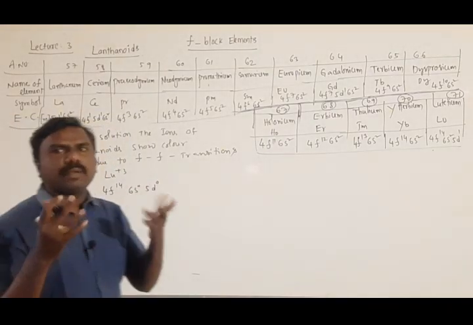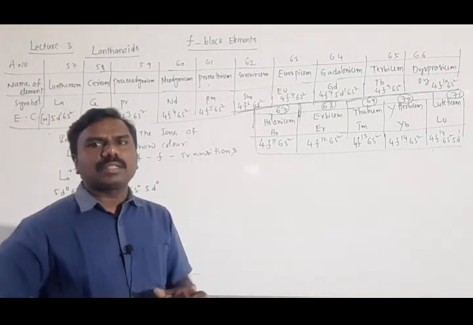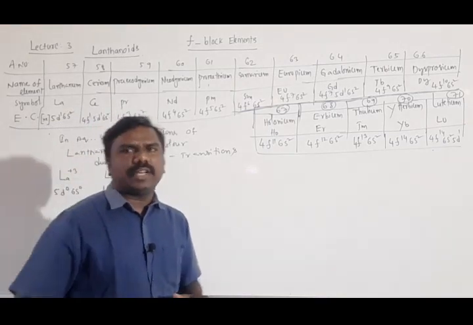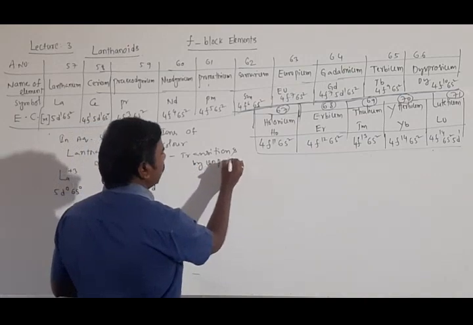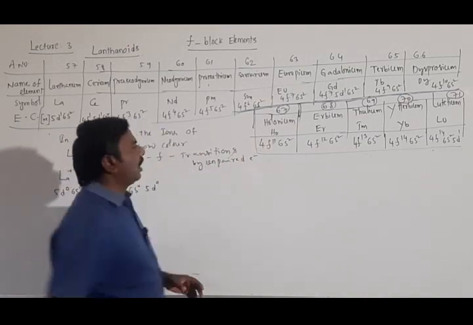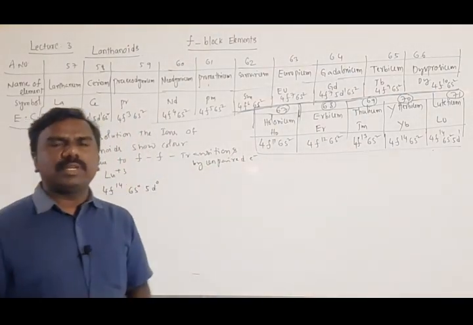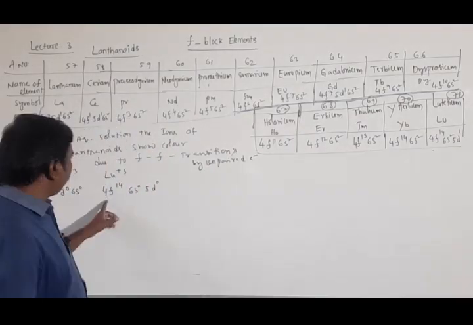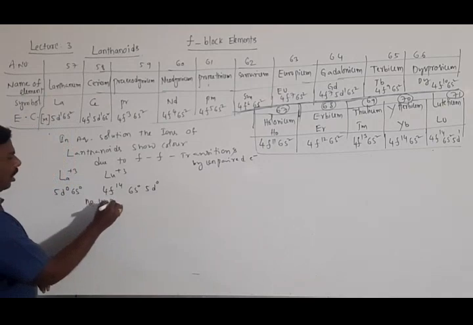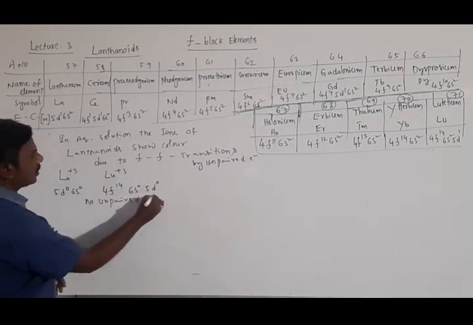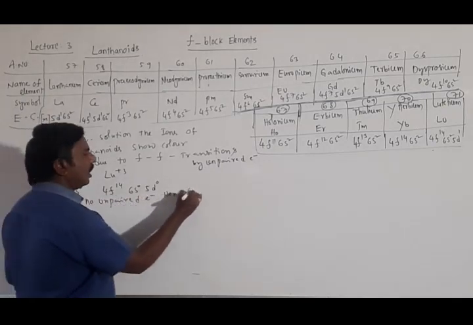f14 means no unpaired electron. Unpaired electrons are not there, no exchange of energy. That's why, students, you have to remember, f-f transitions or d-d transitions are possible only with unpaired electrons. Here completely paired, these two have no unpaired electron, hence no color, hence colorless.